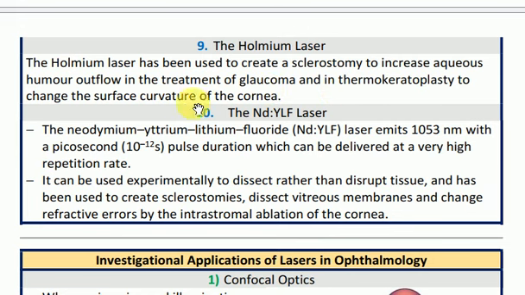Thermokeratoplasty to change the surface curvature of the cornea. Nd:YLF laser, neodymium yttrium lithium fluoride, emits 1053 nm, with picosecond, 10⁻¹² second, pulse duration, which can be delivered at a very high repetition rate. Experimentally, it is used to dissect rather than disrupt tissue. Used to create sclerostomies, dissect vitreous membrane, and change refractive errors by intrastromal ablation of the cornea.